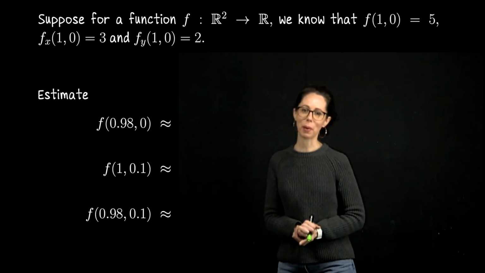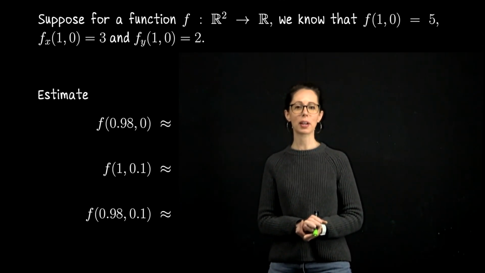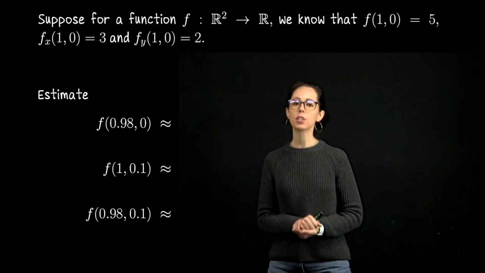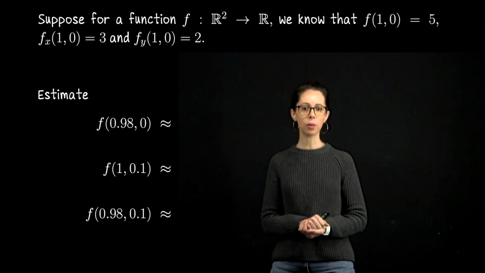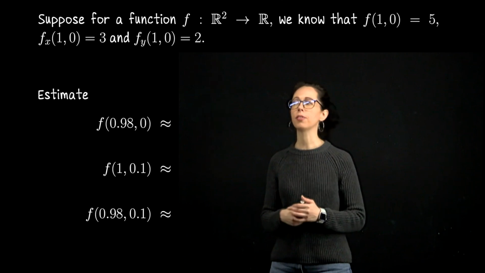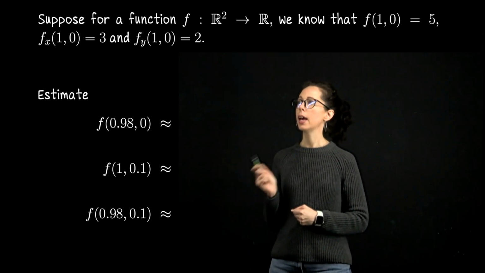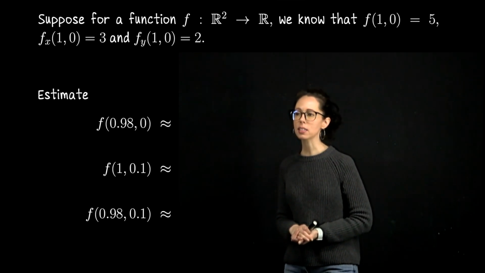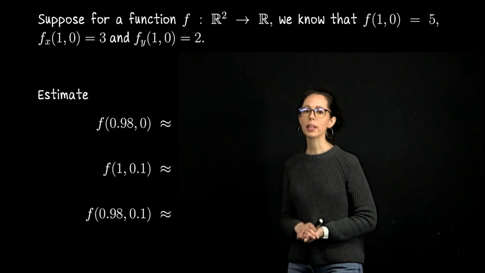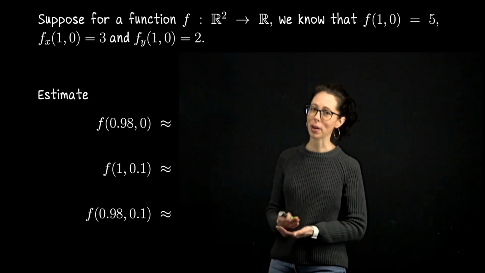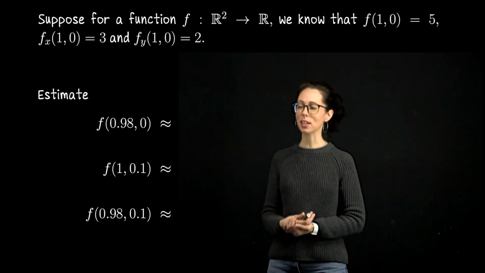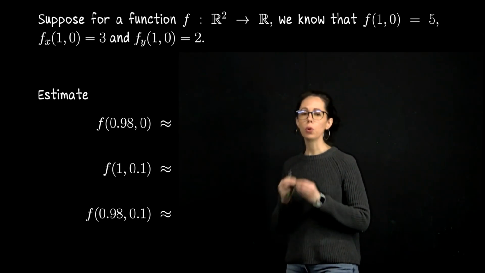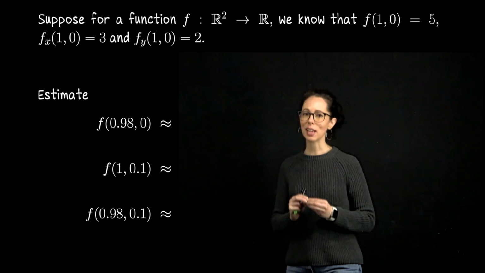This is a toy exercise, but I want to practice recognizing the terms in the tangent plane approximation that we just wrote down. So for this function from R2 to R, a scalar valued function of two variables, assume that we know it's differentiable at the point (1, 0), and at that point the function's value is 5, the partial derivative with respect to x is 3, and the partial derivative with respect to y is 2. With just that information, let's estimate the value of the function at 3 points near (1, 0). We won't be able to say how good our approximation is, but we will just evaluate it based on the tangent plane approximation. So for this first one, we want to move from the point (1, 0) to (0.98, 0).